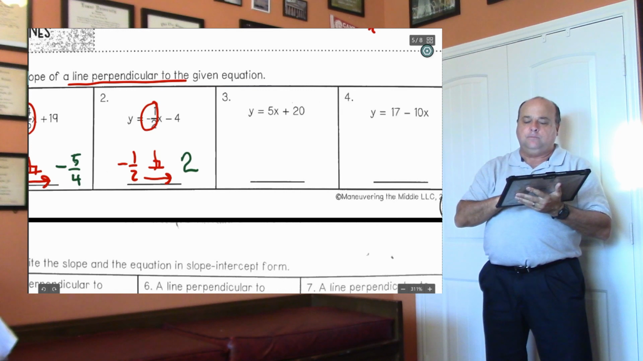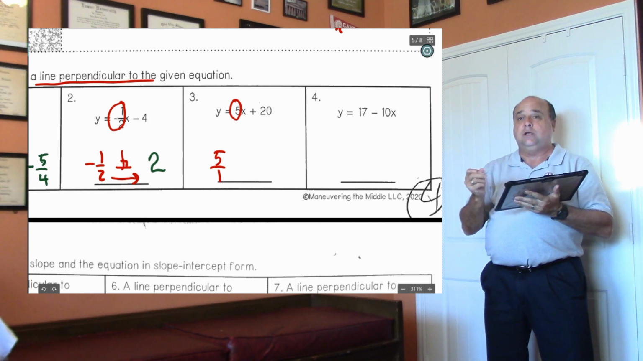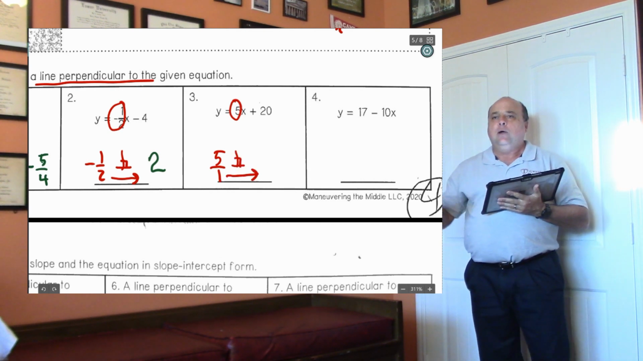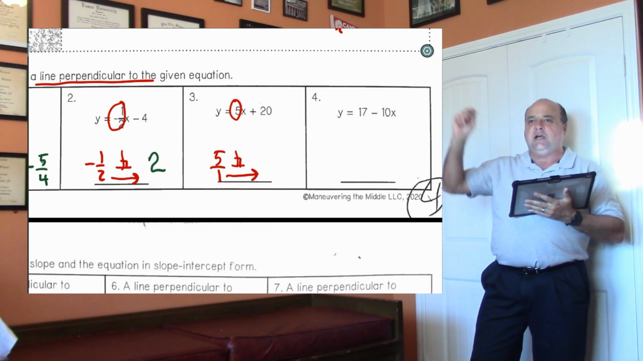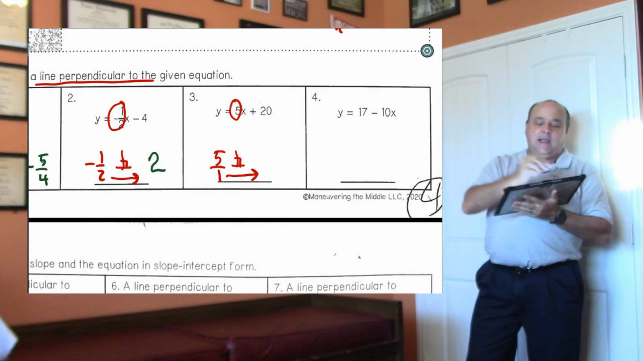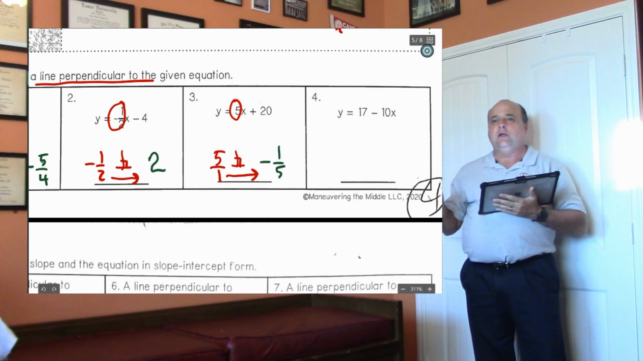Let's go to number 3. Number 3, our slope is 5. So I'm going to put 5 over 1 so you can see this. Draw an arrow, put a perpendicular symbol. We're going to flip this fraction and change the sign. So if we flip 5 over 1, we're going to get 1 over 5, and it's going to go from a positive to a negative. So this would be the perpendicular slope.